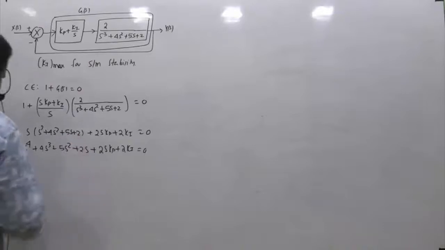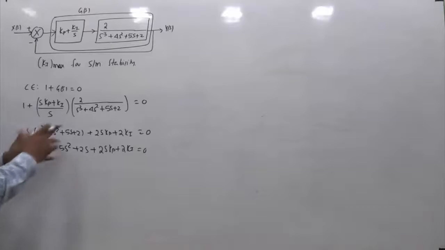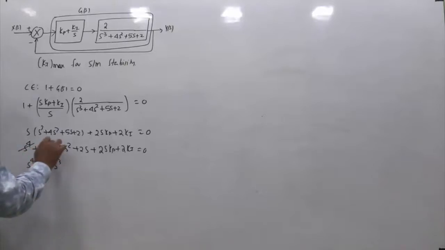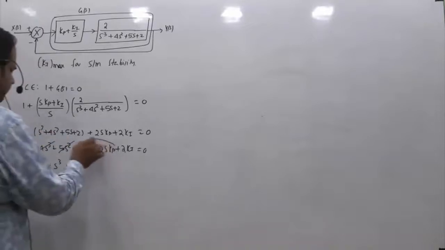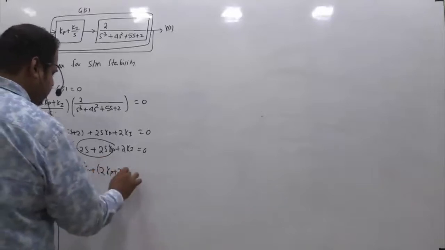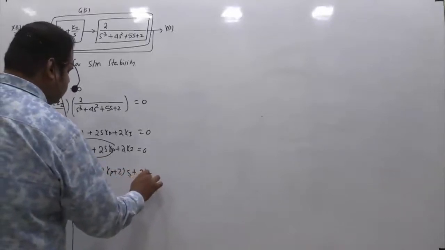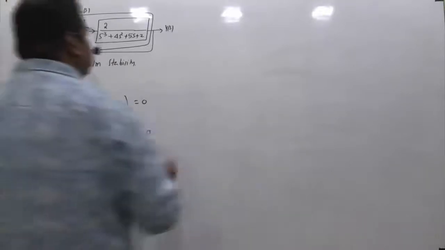This is what you are getting. Now let us write them in a proper way by the coefficients of S4, S cube, S square, S and S power 0. By rearranging it, S power 4 is there, 4S cube is there, we don't have any other term of S square, so it is 5S square. But for S we have these two terms, so that is (2 Kp plus 2) multiplied by S plus 2 Ki into S power 0 equal to 0. So this is your characteristic equation. By taking this characteristic equation, let us frame the RH table.